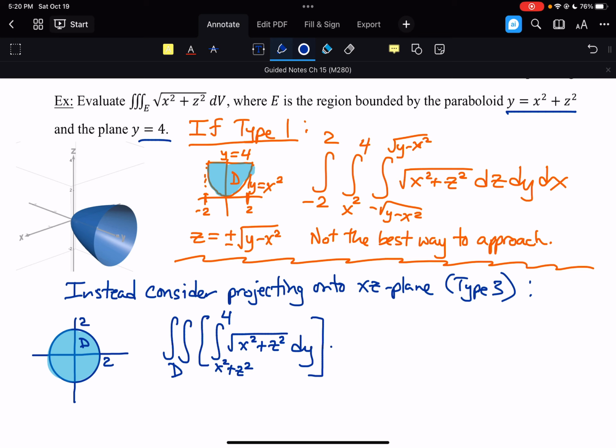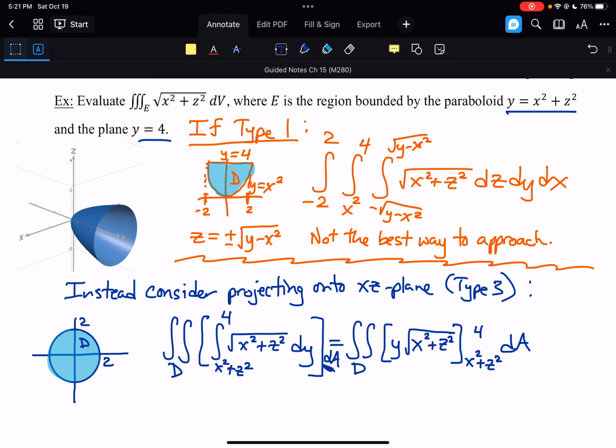So the double integral is intact. We take the antiderivative with respect to y. We don't have to worry about the fact that there are x squareds and z squareds in here because they're all constants. We just pick up a y, and then x squared plus z squared in there, from x squared plus z squared to 4 dA. Oh, I forgot to add my dA out there. Be sure to add that in.